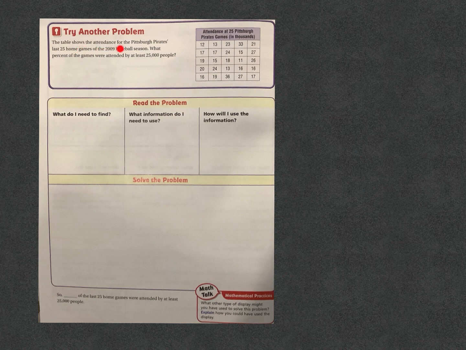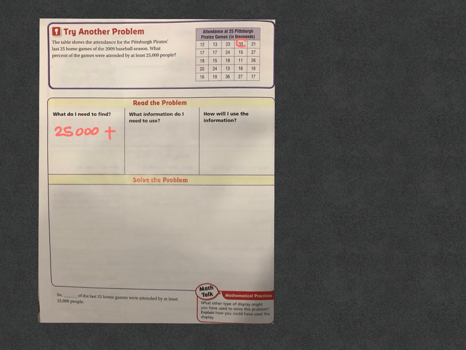The table shows the attendance for the Pittsburgh Pirates' last 25 home games in the 2009 baseball season. What percent of the games were attended by at least 25,000 people? And these numbers are in thousands, so they mean 12,000, 13,000. So we're going to go through and look for how many were attended by at least 25,000. We're needing 25,000 or more. So what I need is to find out how many were 25,000 or more. So I'm going to go through and circle those.